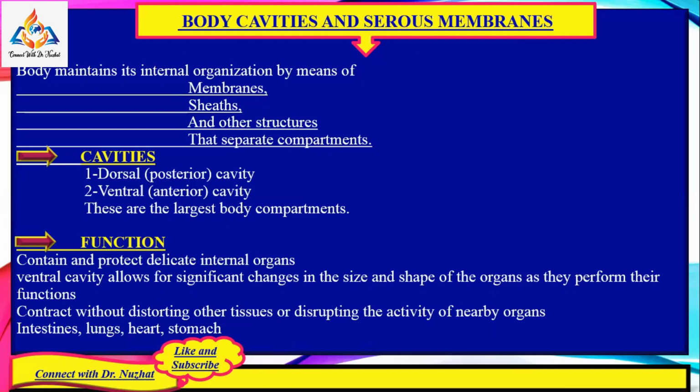Human body cavities are separated by membranes and other structures. Function: contain and protect delicate internal organs. The ventral cavity allows for significant changes in the size and shape of the organs as they perform their function. They can contract without distorting other tissues or disrupting the activity of nearby organs: intestine, lungs, heart, or stomach.